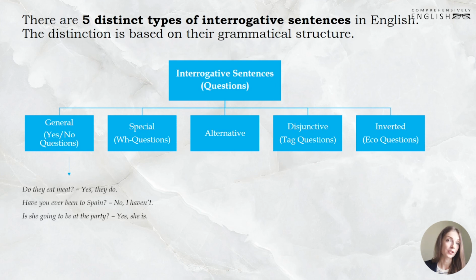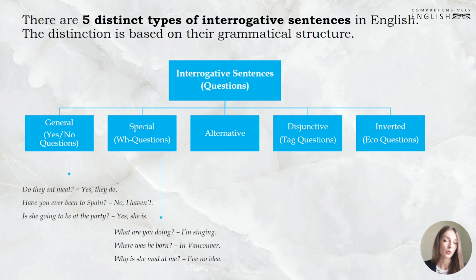General questions start with auxiliary verbs. Do they eat meat? Yes, they do. Have you ever been to Spain? No, I haven't. Is she going to be at the party? Yes, she is. So as you see, we can always answer such questions with yes or no.